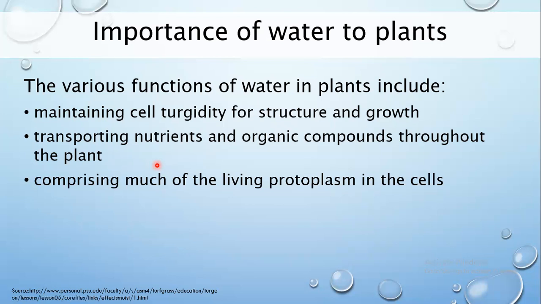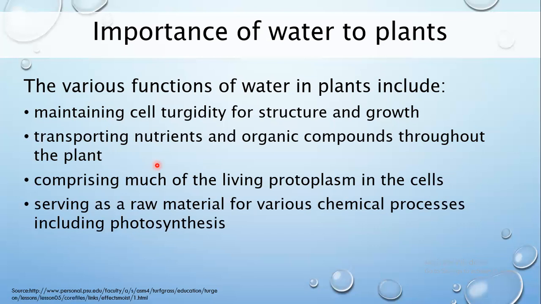Next is comprising much of the living protoplasm in the cell. So much of the weight or the structure in the cell is water. That's why most of the plant cell is composed of water, especially the cytoplasm or the cytosol of the cell where the organelles are being embedded. So it is composed of water. It's related to bullet number one. It's the reason why the cells are turgid. Next, serving as raw material for various chemical processes, including photosynthesis. So water is a raw material of plants to produce oxygen during the process of photosynthesis.